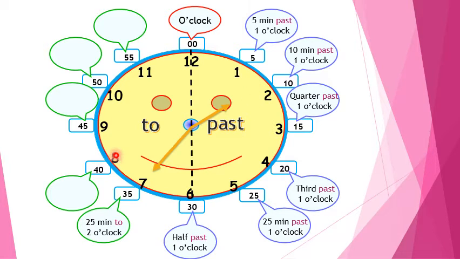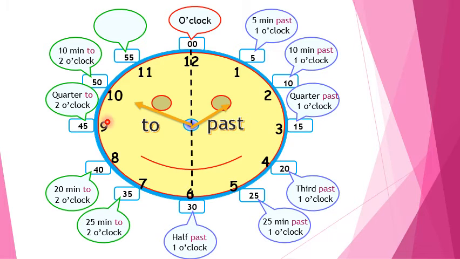And here it's 40 minutes, but you can look at the mirror and see what's in the mirror. We have third past, so here it's going to be third to 2 o'clock. If it's here, we have quarter past 1 o'clock, and here is going to be quarter to 2 o'clock, because it's a mirror. Here we have 10 minutes past 1 o'clock, so here is going to be 10 minutes to 2 o'clock. Or you can say just 10 to 2, okay?